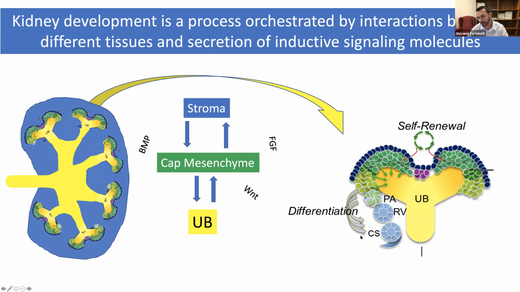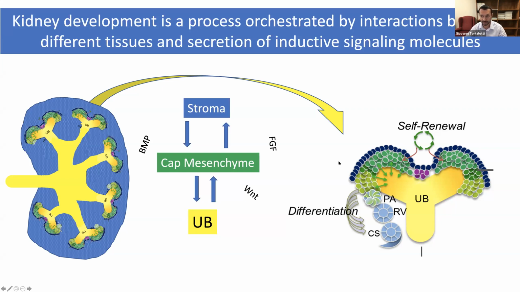Now if we look at the right side of the screen, I have one of these units. These units comprise three main tissues. In yellow, we see the ureteric bud, or UB for short, that gives rise to the collecting duct system in the kidney. In green, we see a very specific type of mesenchyme, the cap mesenchyme, because it caps the tip of the UB and contains the nephron progenitor cells, the cells that give rise to the nephron itself. And in dark blue is the embryonic stroma that gives rise to the cortical stroma and the medullary stroma.